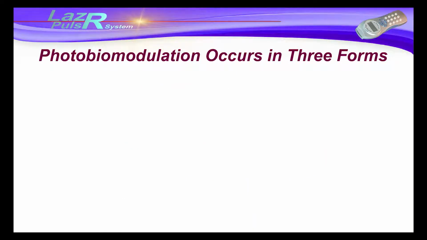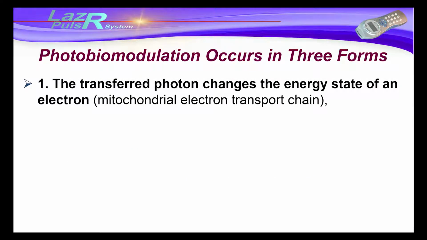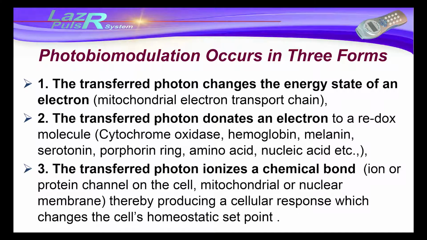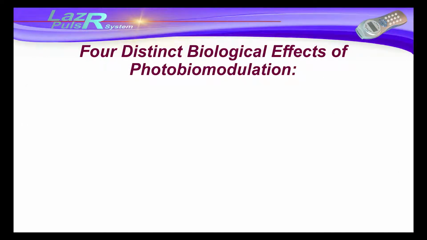Photobiomodulation occurs in three forms. First, the transferred photon can change the energy state of an electron. Second, the transferred photon can donate an electron to a redox molecule. For example, this process can change the capacity of a hemoglobin molecule to carry oxygen from one molecule to 4. Then thirdly, the transferred photon can ionize a chemical bond, thereby producing a cellular response which changes the cell's homeostatic set point. Then there are four distinct biological effects of photobiomodulation.